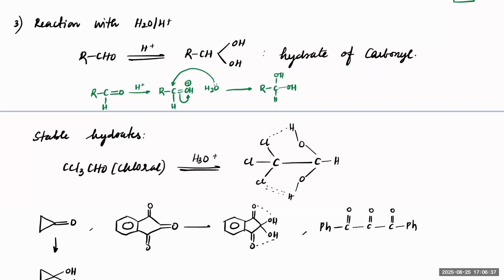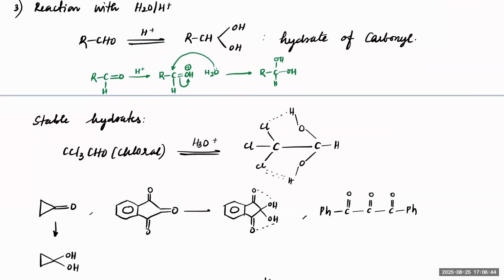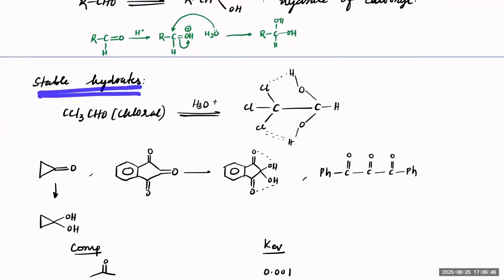Generally speaking, hydrates are not stable. The reaction will always go in the backward direction. Got it? Clear? But there are certain hydrates which are very stable. Clear?